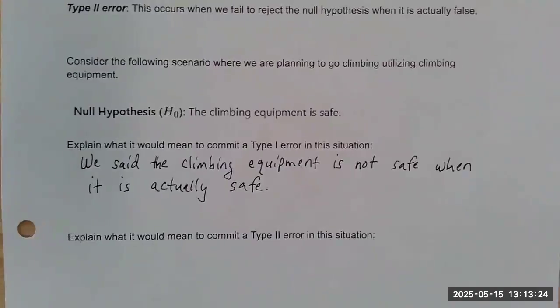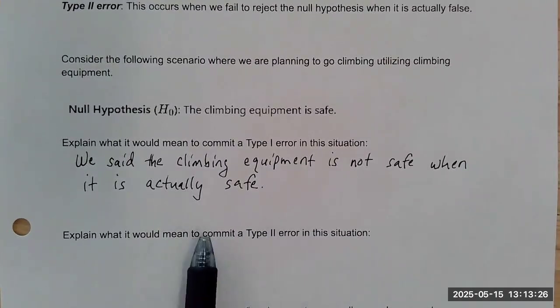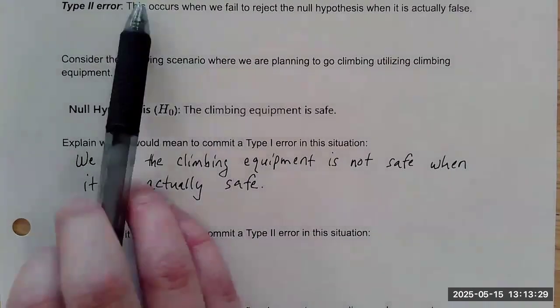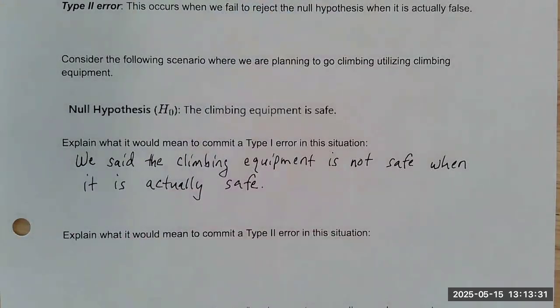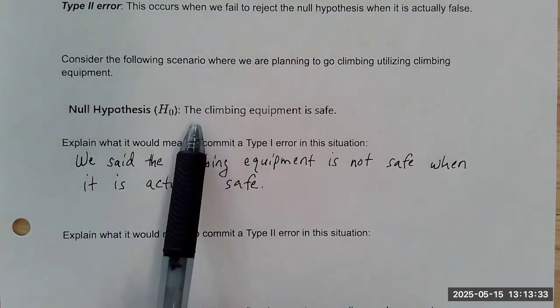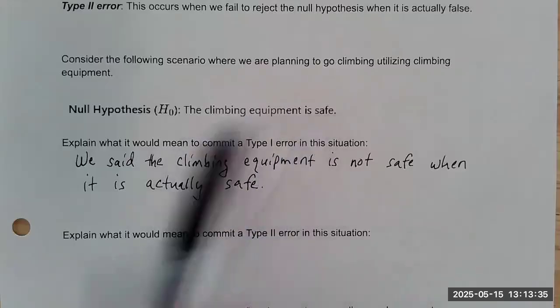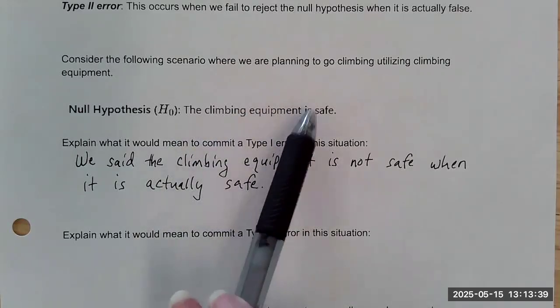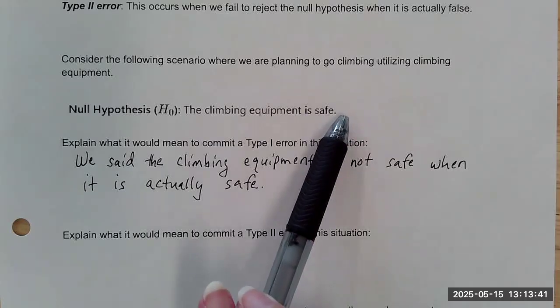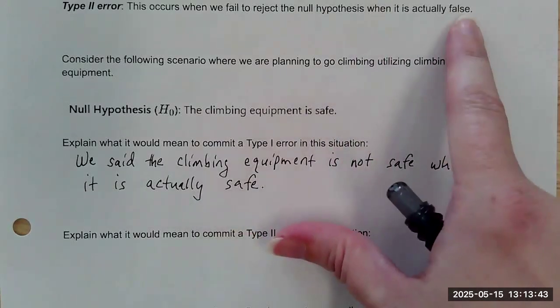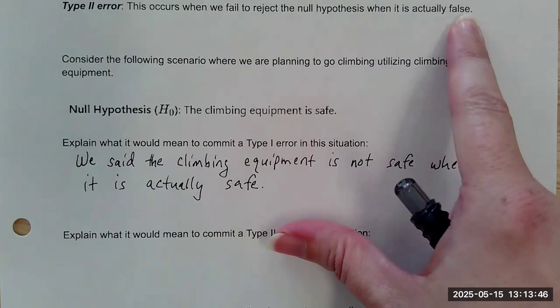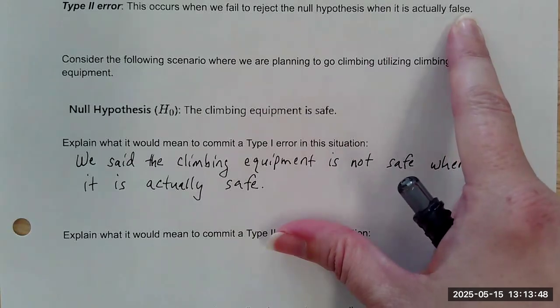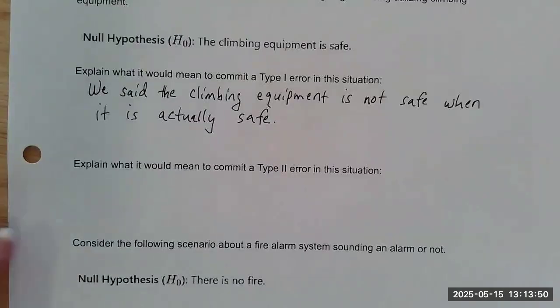Let's see what it means to commit a type 2 error here. Type 2 error means we fail to reject the null hypothesis. So if we fail to reject the null hypothesis, that means that we keep it the same as it is. So we say the climbing equipment is safe when it's actually false. We say the climbing equipment is safe when it's actually unsafe, is what this means.